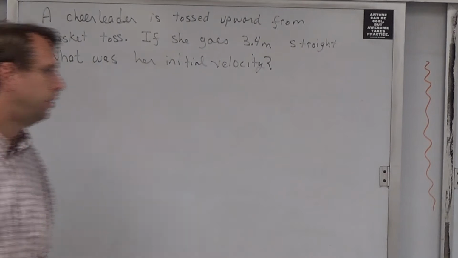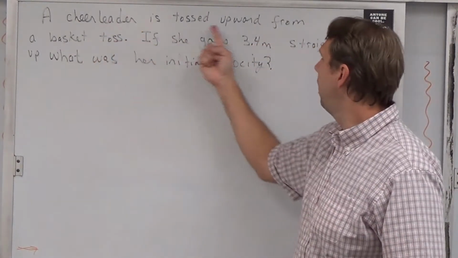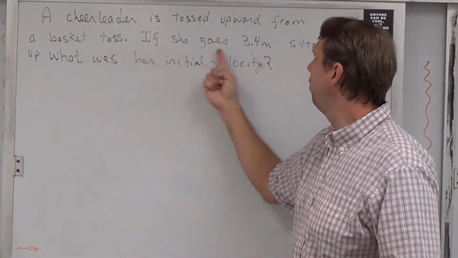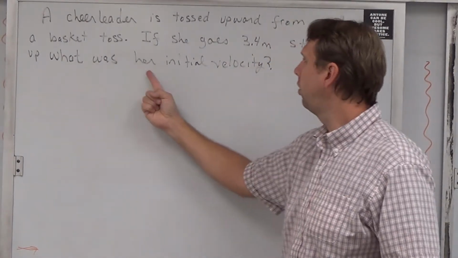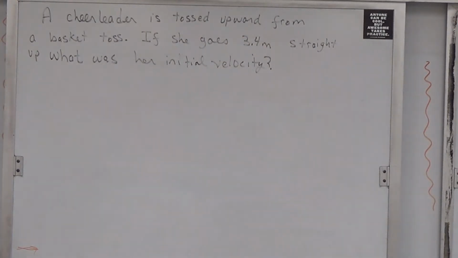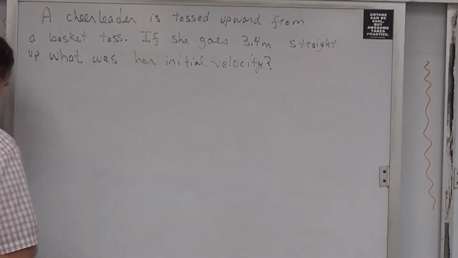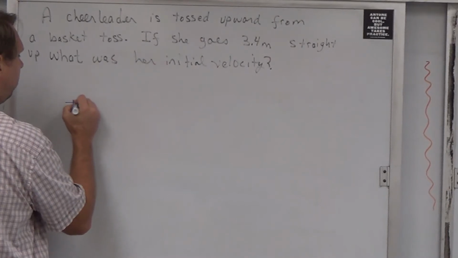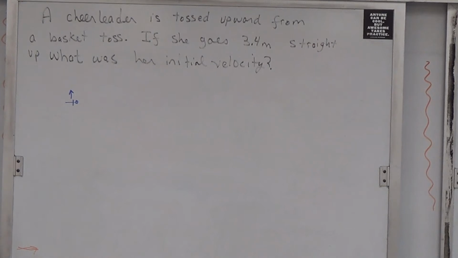All right, so our first example. A cheerleader is tossed upward from a basket toss. If she goes 3.4 meters straight up, what was her initial velocity? In our question, we can draw a little sketch to visualize what's happening. In this case, we have a cheerleader. So here's my cheerleader. She's being thrown upward from a basket toss.